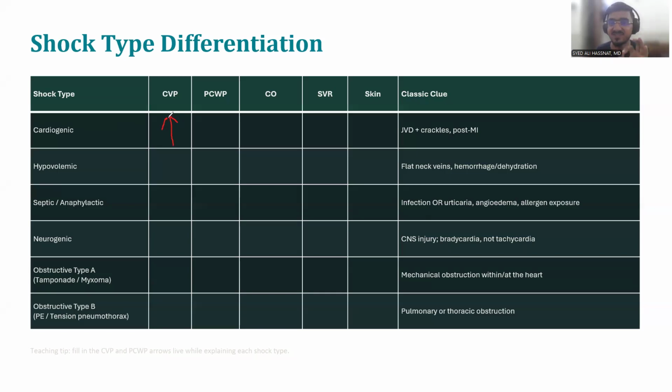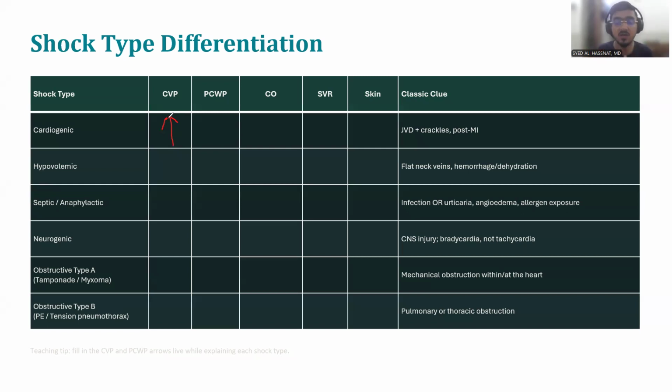So let's go into the pulmonary capillary wedge pressure. What will happen to the pulmonary capillary wedge pressure? Listen to this statement: if there is any issue with the heart, either the ventricles, the atria, arrhythmias, heart failure, or valvular issues, the pulmonary capillary wedge pressure will be raised.